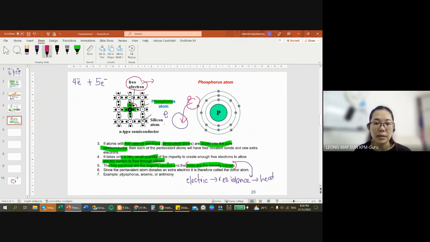Since a pentavalent atom donates an extra electron, in physics we call it a donor atom. Examples of pentavalent atoms are phosphorus, arsenic, and antimony.